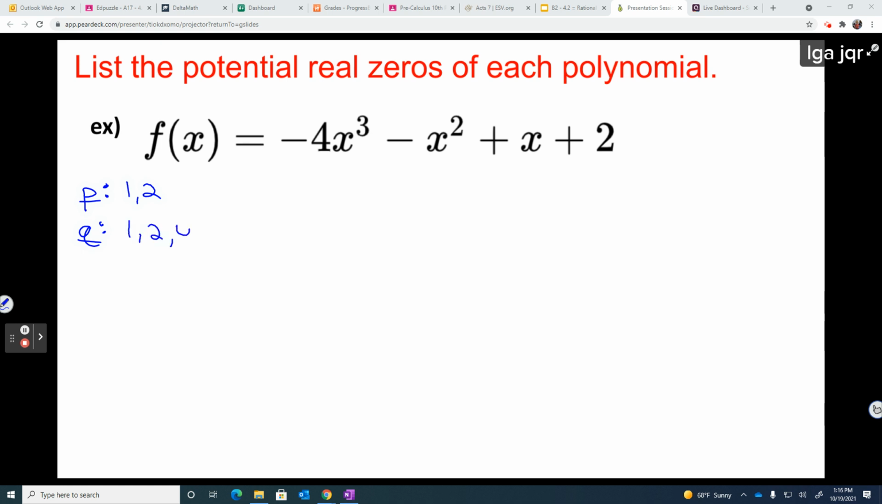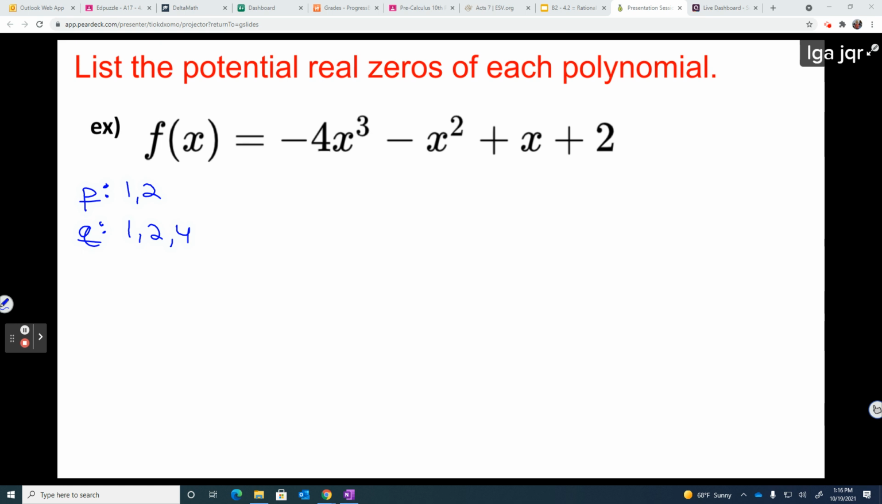1 times 4 and 2 times 2. So make sure you get them in the right order. The P is the constants, the Q is the coefficients. All right, now this one's going to be a little bit longer. We're going to do 1 over 1, 1 over 2, 1 over 4. So make sure you keep a pattern.